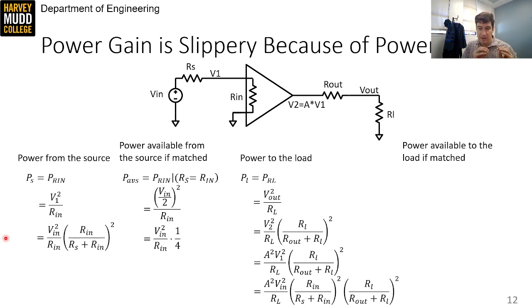We need to compare source power to power dissipated in the load, which is given by the voltage across the load squared divided by RL. We can relate this voltage back to Rin by tracing back through a bunch of dividers and applying the amplifier gain. And then finally applying the input divider.